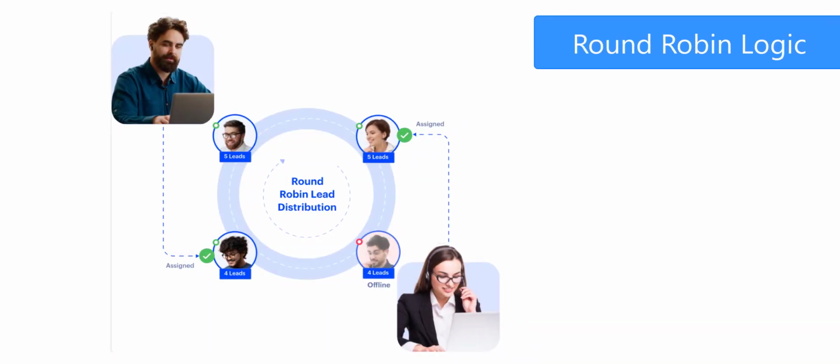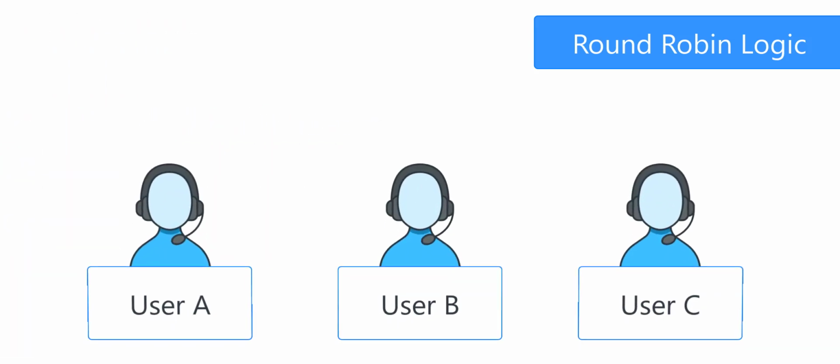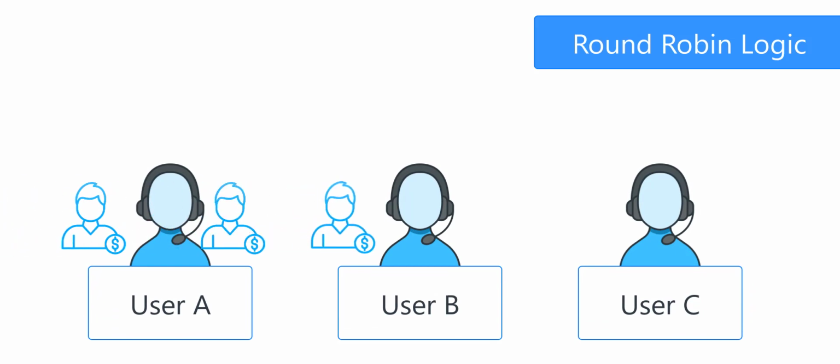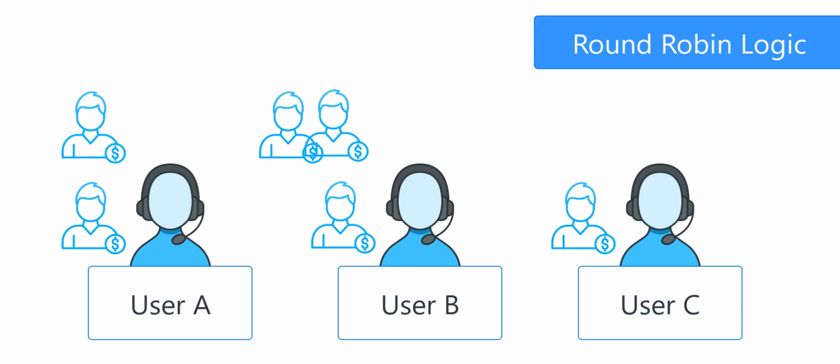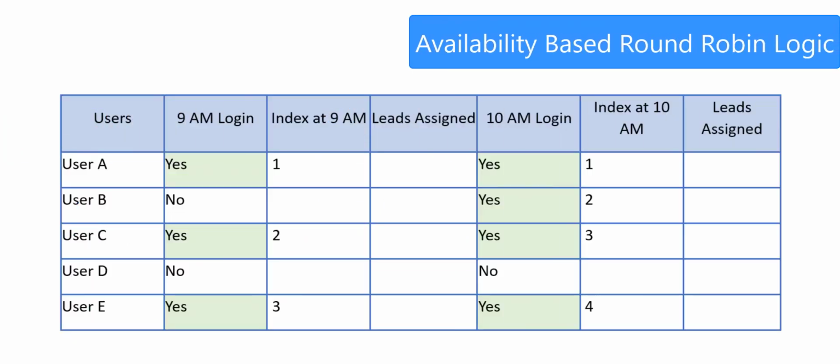Round-robin logic. Leads are distributed to users in a round-robin manner. So let's say there are 3 users in your account. Leads are distributed first to user A, then B, then C. The next lead will go to user A again, then B, then C, and so on. However, if user availability is enabled, the round-robin distribution is slightly different.